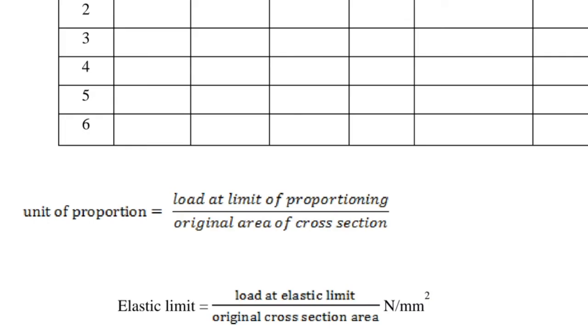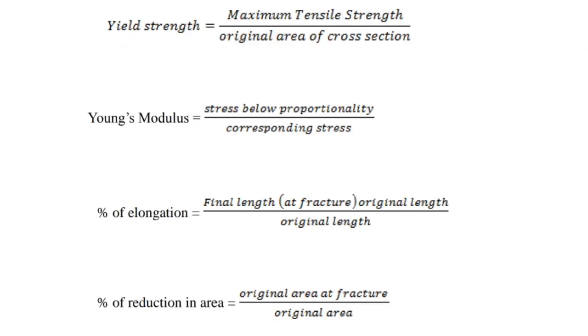Limit of proportionality is equal to load at limit of proportionality divided by original area of cross section. Elastic limit is equal to load at elastic limit divided by original cross-sectional area, in Newton per mm square. Yield strength is equal to maximum tensile strength divided by original area of cross section. Young's modulus is equal to stress below proportionality divided by corresponding strain.